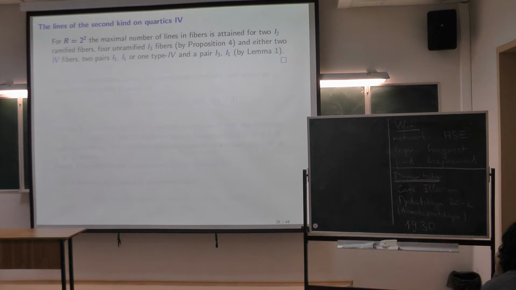I don't know that 20 exists. I know there is nothing better. I cannot get more. And then you have to brutally solve the equation given by the condition of the second kind, but you have to assume that the ramification type is fixed. Then you can do it.